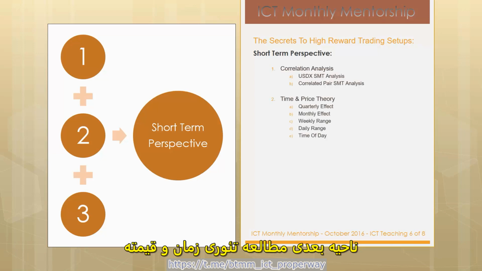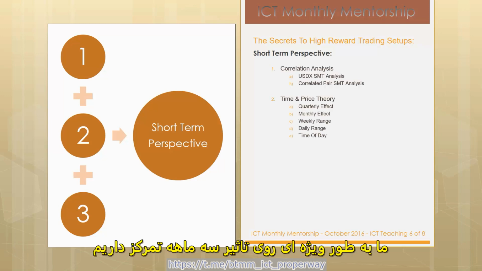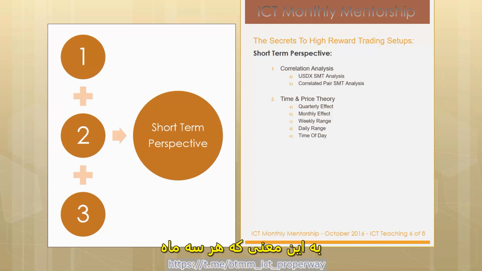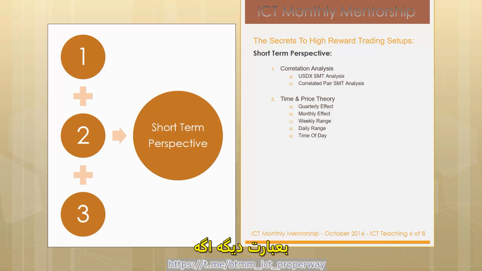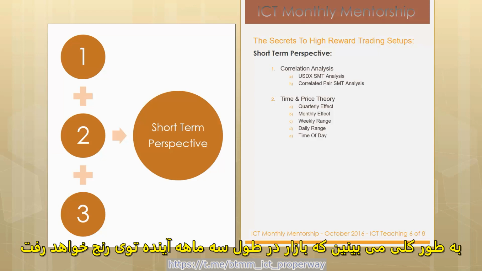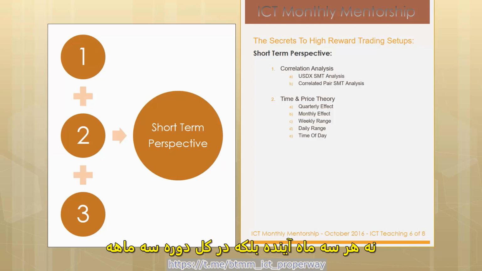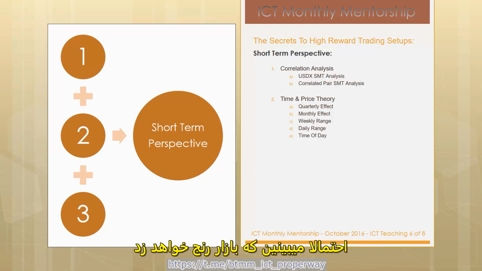The next area of study is time and price theory. Okay, and so in time and price theory, we're looking specifically at the quarterly effect. That means every 3 months or so, there is a new price shift in the higher time frames. In other words, if the market's been going higher, generally you'll probably see the market go into a consolidation over the next 3 months. Not for the entire 3 months, but over the course of 3 months. If the market's been going higher, you'll probably see the market go into consolidation or reverse.